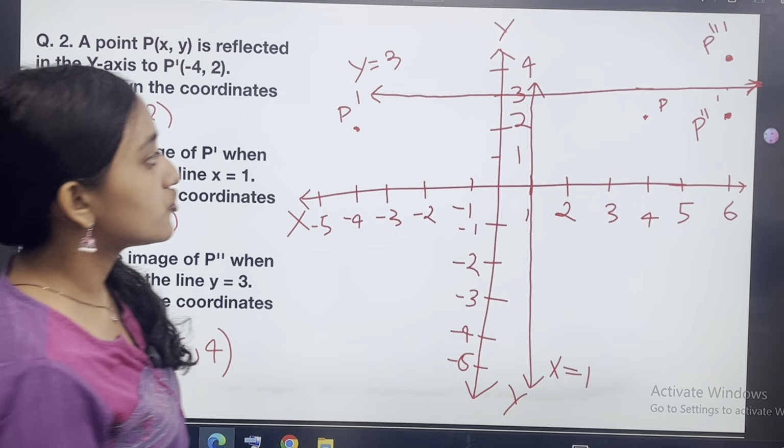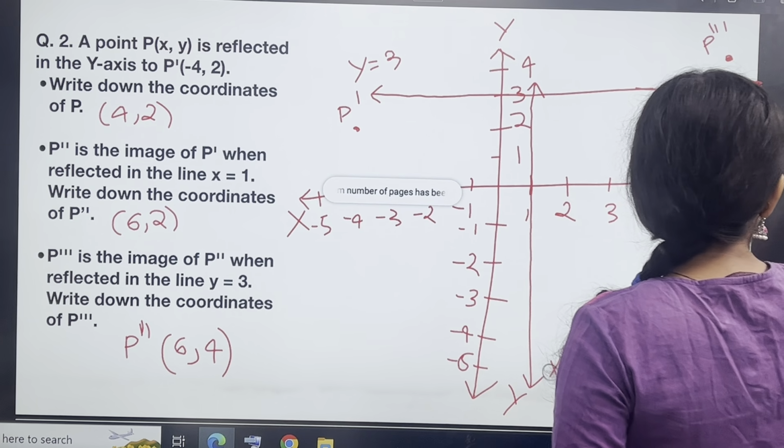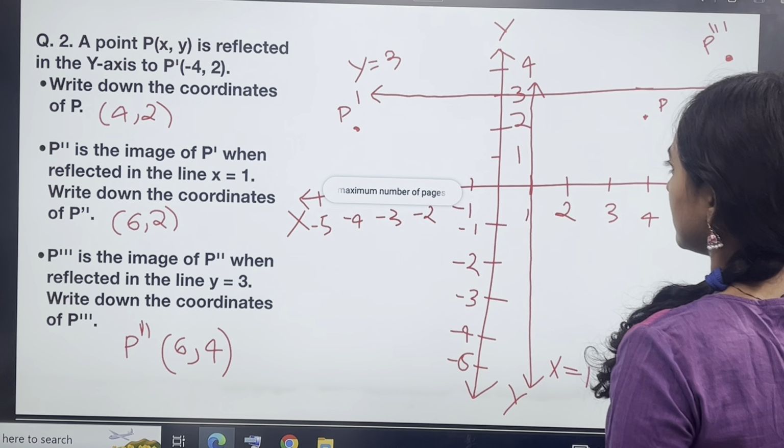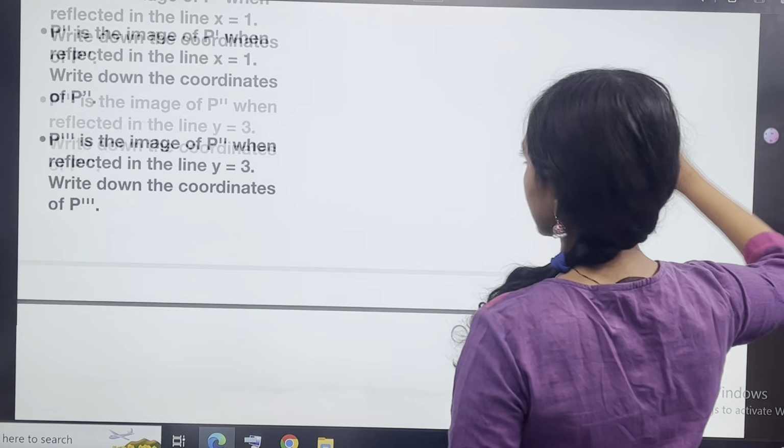Okay? Chalo. Let's go to the next question. Let me exit, quit, and then let's go to the next question.